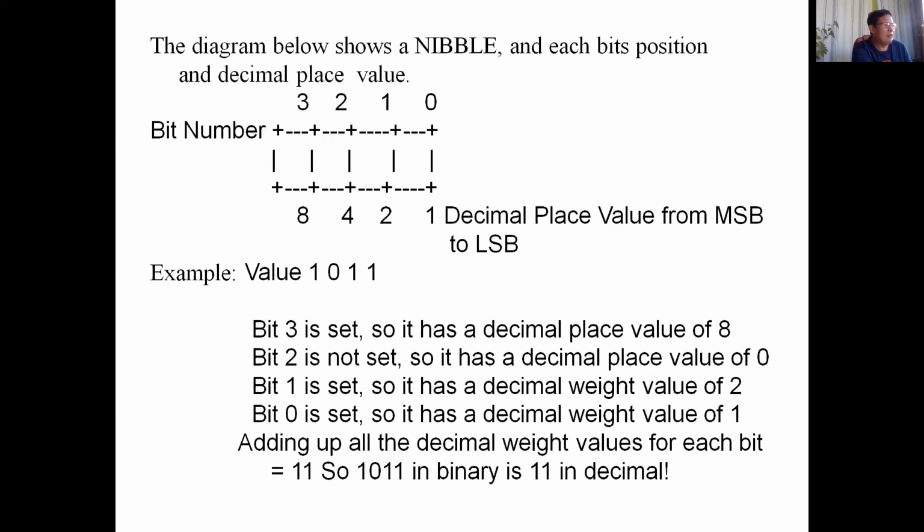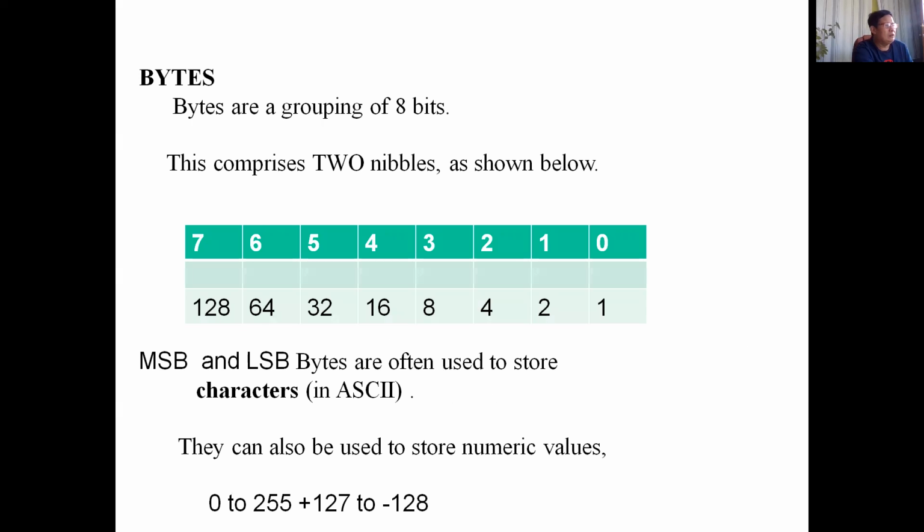So decimal place values from MSB to LSB. The most significant bit, usually on the left side, will have the biggest place value. The least significant bit on the right side is the one with the smallest place value. So it's a grouping of 8 bits. The first place value is 2 to the 0, which is the number 1. The second place value is 2 to the 1, which is the number 2.